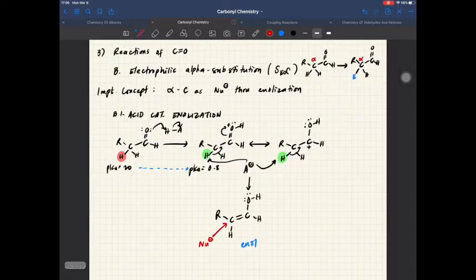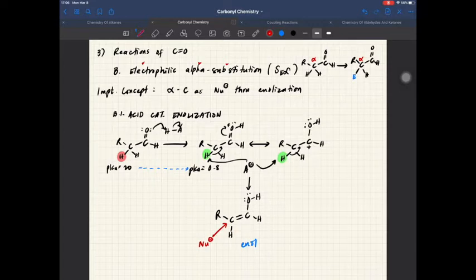Okay, some other reactions of carbonyl-containing molecules is the electrophilic alpha substitution. So take note that the alpha carbon, in this case, is being substituted by another electrophile. So from the name itself, it's electrophilic alpha substitution.